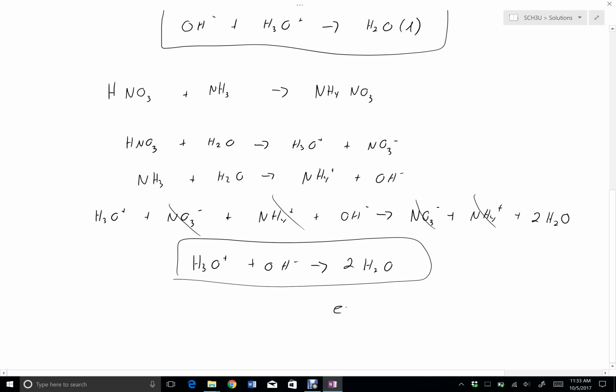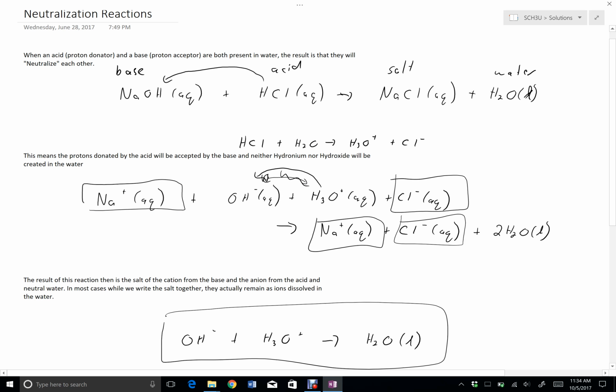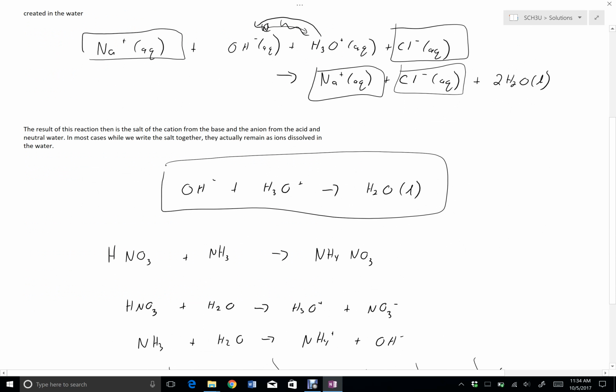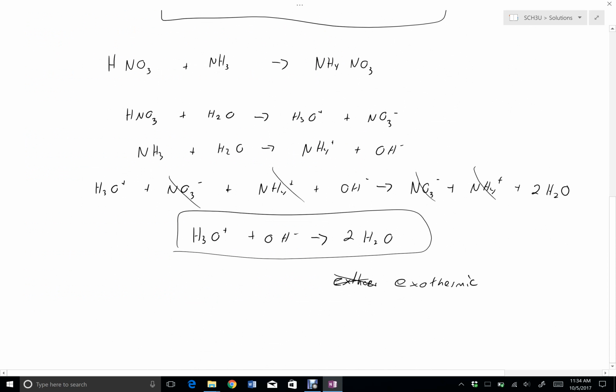This is very exothermic. Spontaneous, and this reaction happens right away. These ions then just float around in solution. Our old way of representing them shows them as a salt, but our new way of representing them realizes that they're actually just ions remaining in solution and that they don't really form a meaningful salt. This is the only real meaningful reaction that happens.